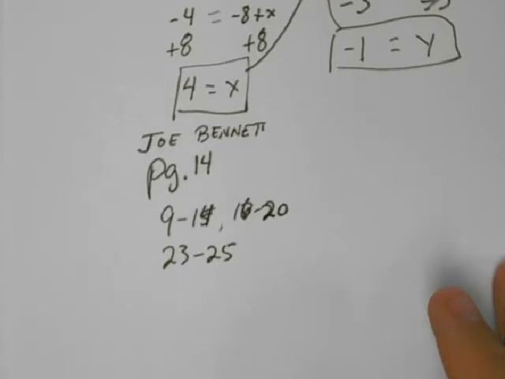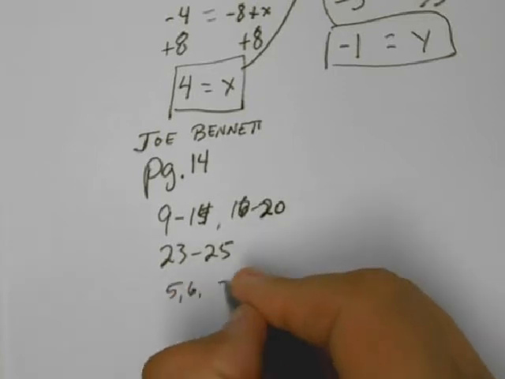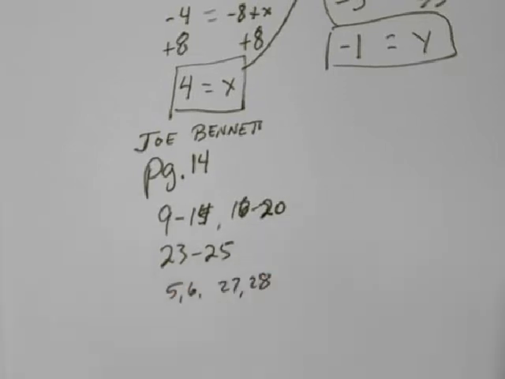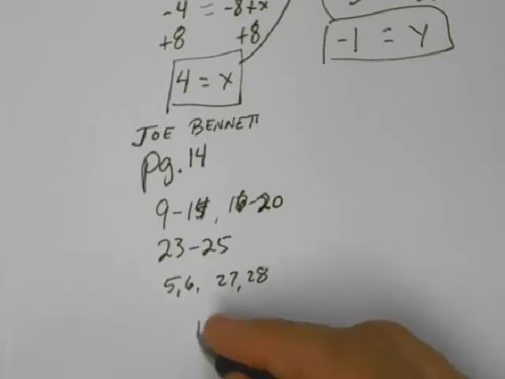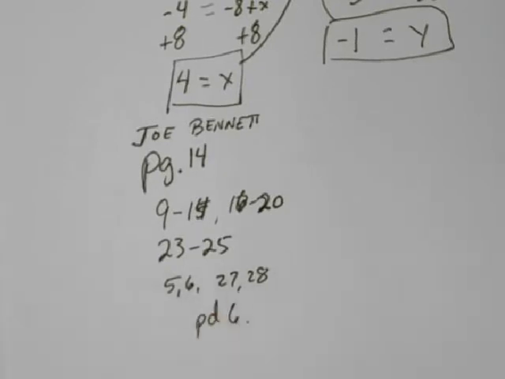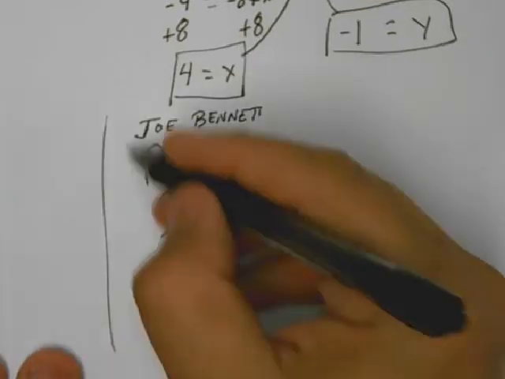9 through 14, 16 through 20, 23 through 25. And then what do we do? 5 and 6, 27, 28. So write those at the bottom. And then this is period 6. I know if you don't have a lot of room, you might have to wrap it around. That's right. It's okay. Now, you don't have to put it in a square.